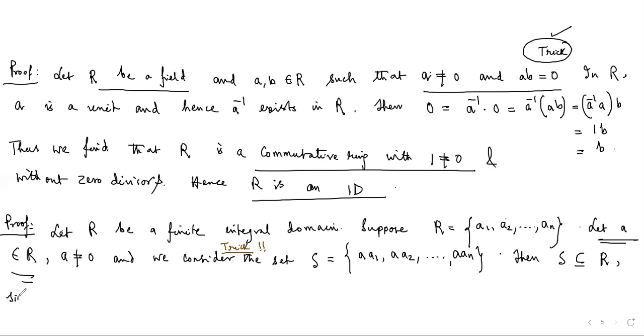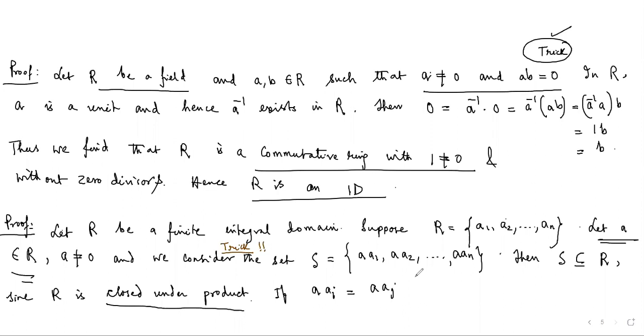Since R is closed under product, since R is a ring, so it has to hold the closure property. Now, if a·a_i, this element, and a·a_j, this element, are the same, where i and j lie between 0 and n, then the cancellation property will hold.